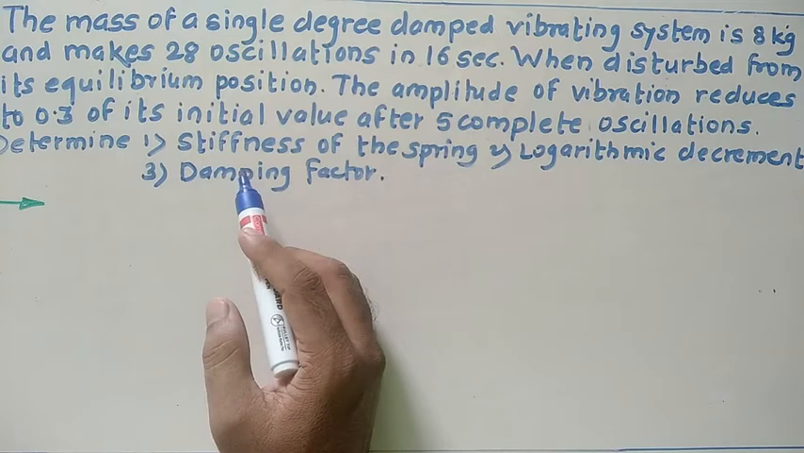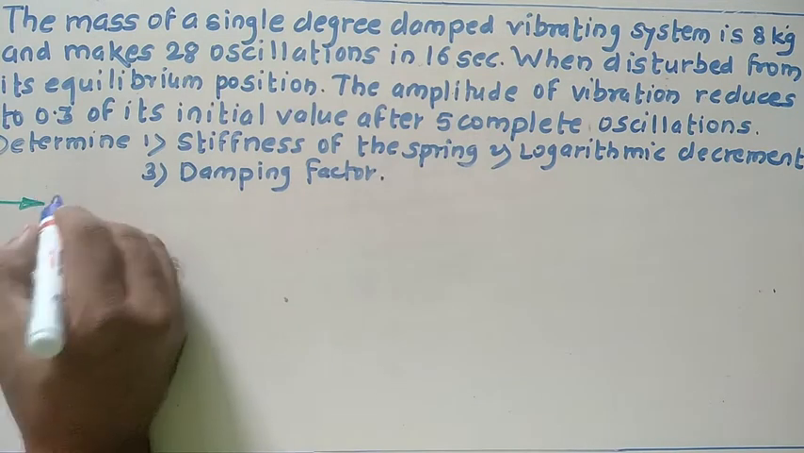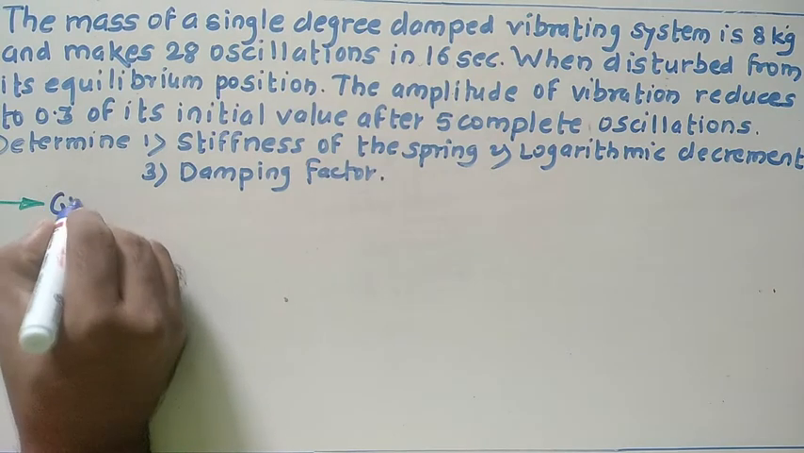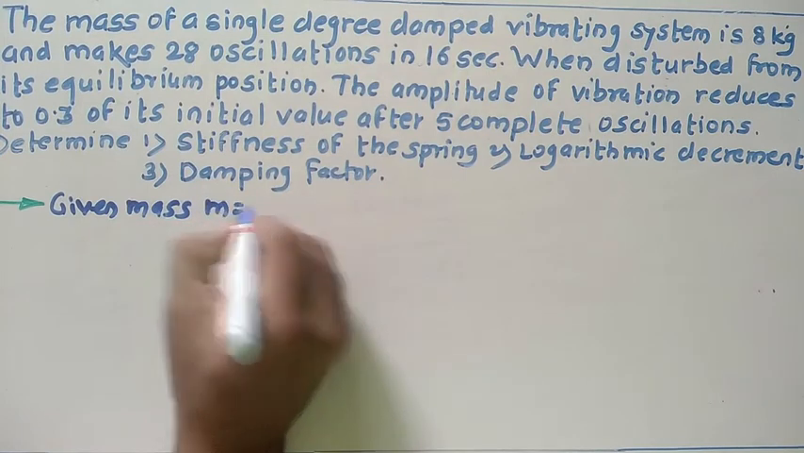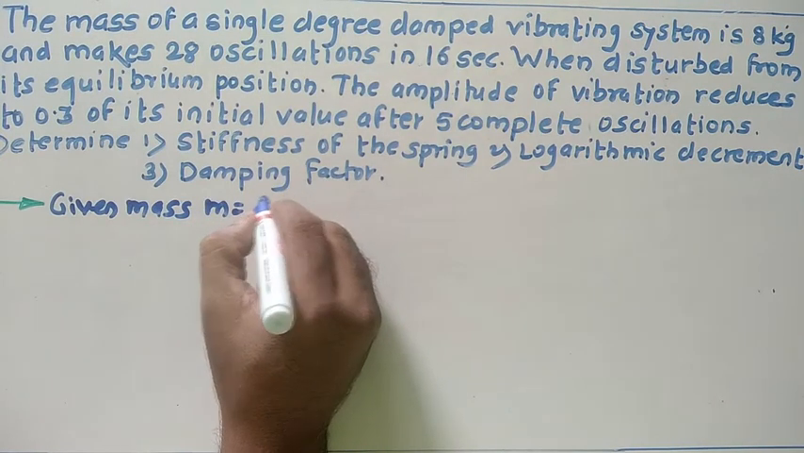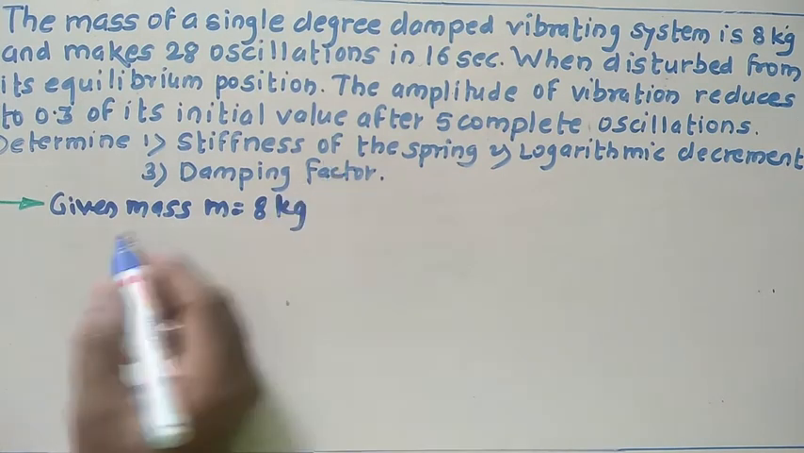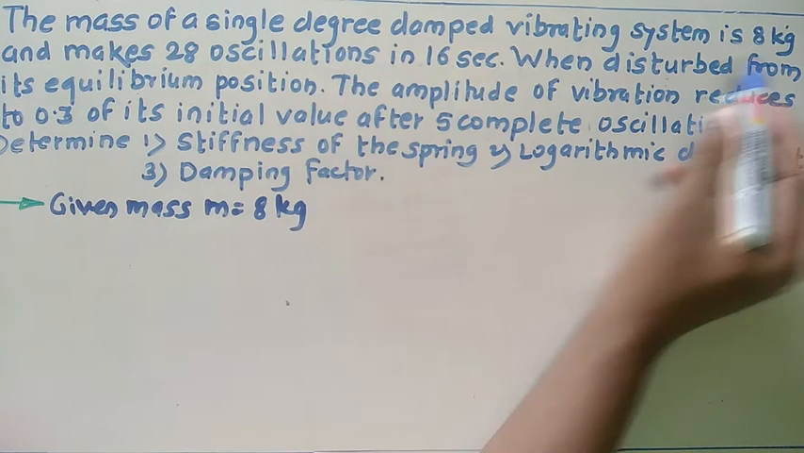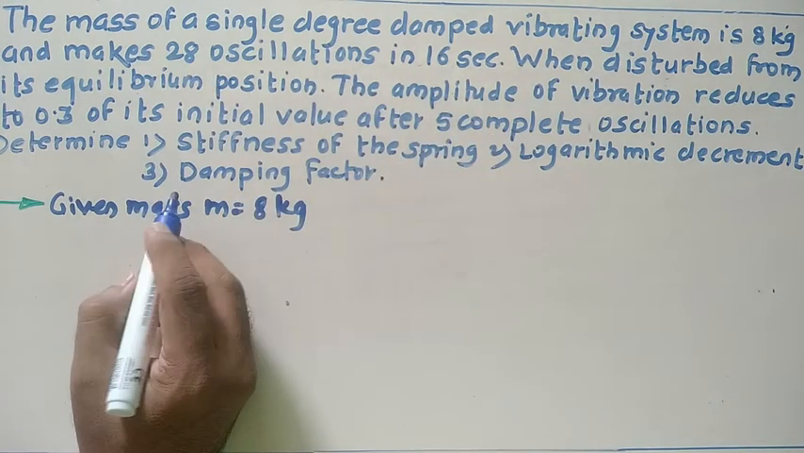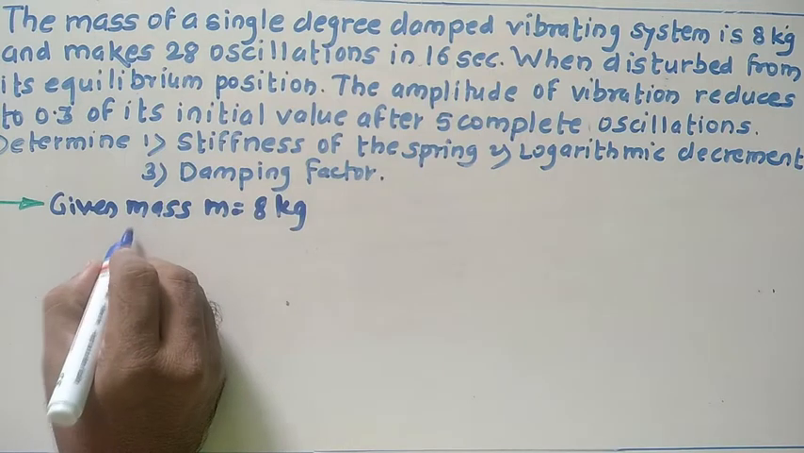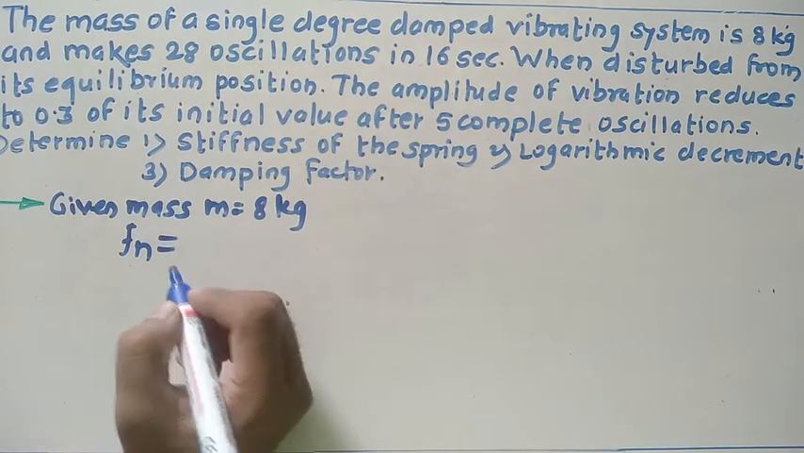So first of all, write down the given data. In this case, the value for the mass is given. Mass m equals 8 kilogram. Next, 28 oscillations in 16 seconds. This information is given. So from this information, we can get the value for natural frequency in terms of hertz.